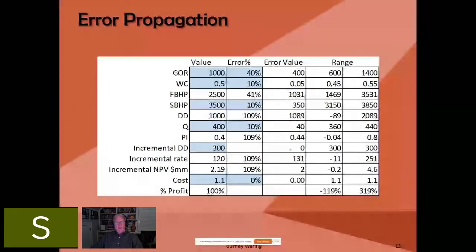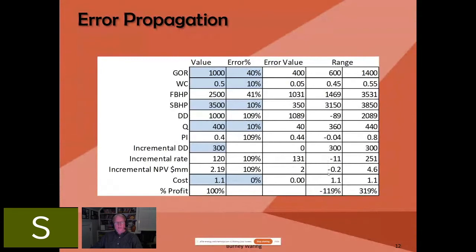And I might find out that ultimately, because the static bottom hole pressure has an error and the flowing bottom hole pressure has a big error, that together they end up causing 100% error maybe in the calculation ultimately. So 100% error, what does that mean? That means in my profit, maybe I have a range of minus 119% profit to 319% profit.